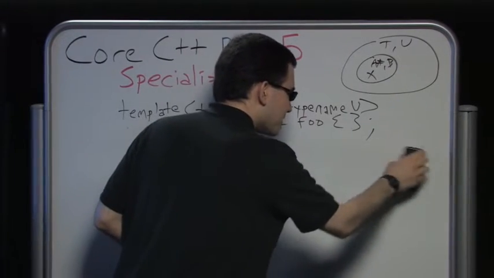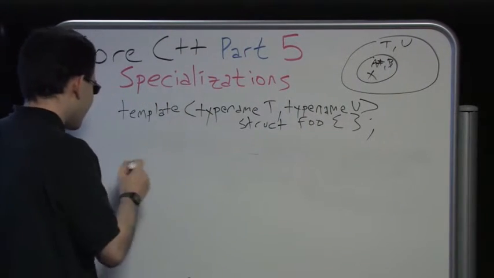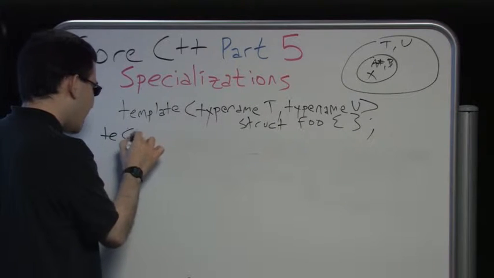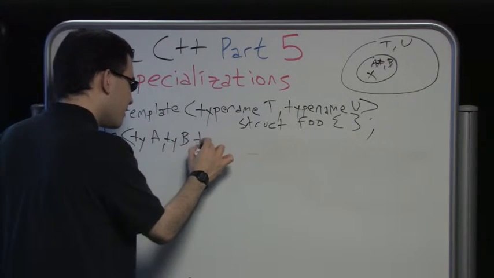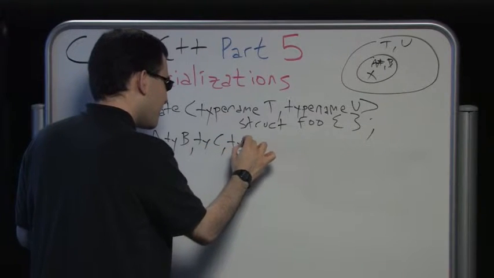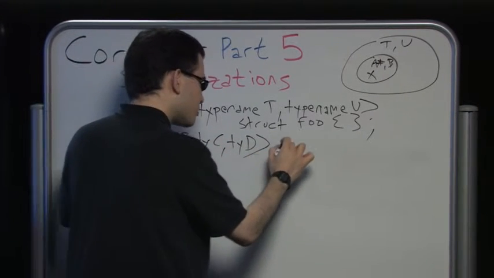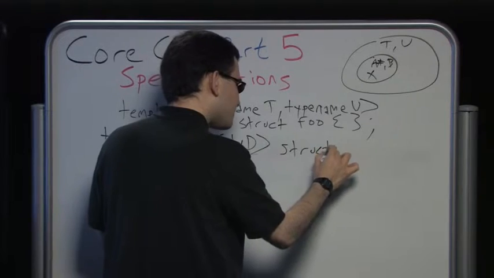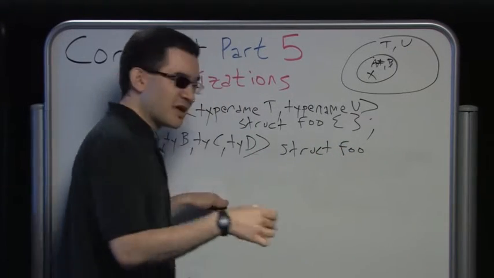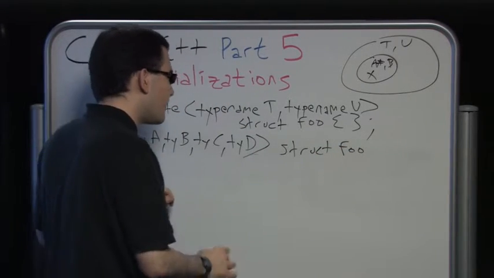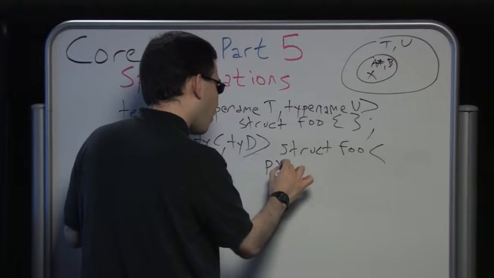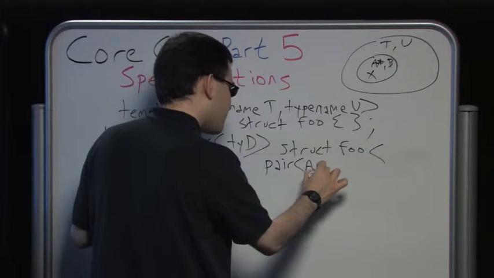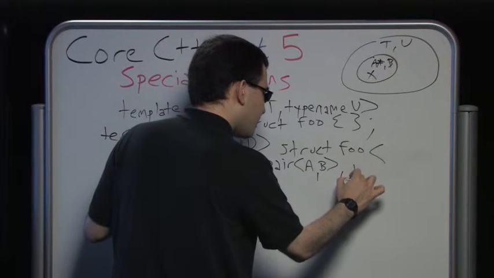If I said something like template on typename A, typename B, typename C, typename D, struct foo, and suppose I've included the utility header for std::pair, I could say, okay, this is a foo for pair of AB and pair of CD.